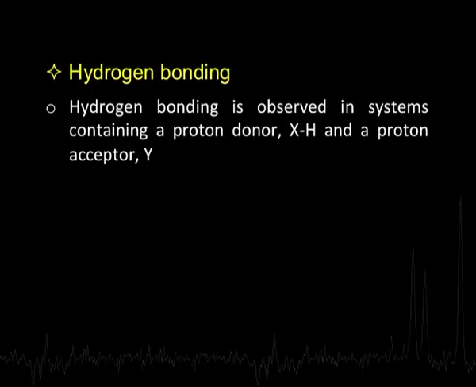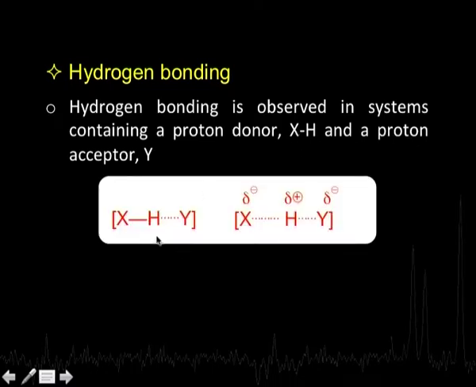Now, let us get on to yet another effect which causes changes in the IR spectrum, that happens to be hydrogen bonding, a very significant effect here. We know that hydrogen bonding is observed in systems containing a proton donor, something like XH, and a proton acceptor called Y. This is a part of the molecule where there is a hydrogen atom attached to some group X, and this Y happens to be part of some other molecule or maybe of the same molecule. And we have this kind of situation here. So, this is a consequence of hydrogen bonding.